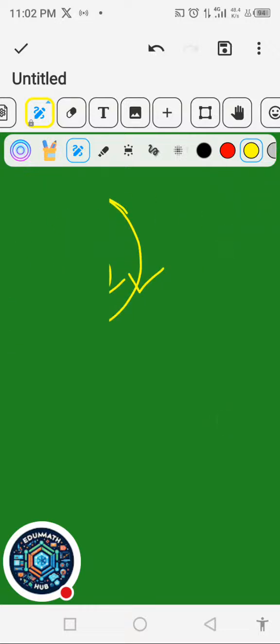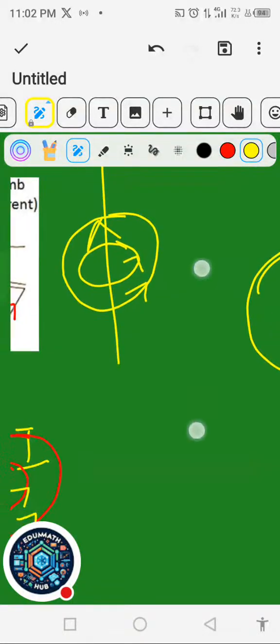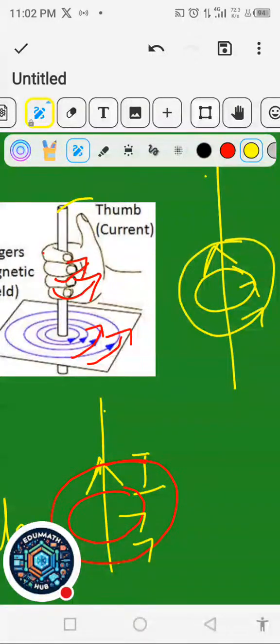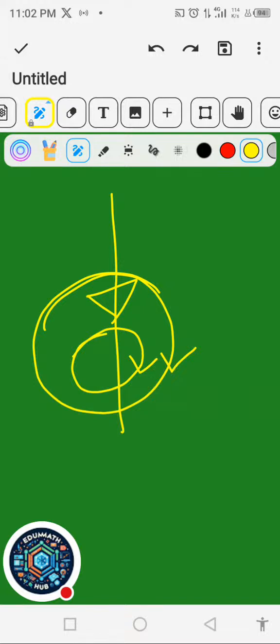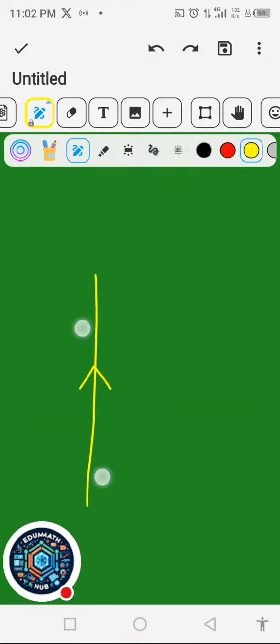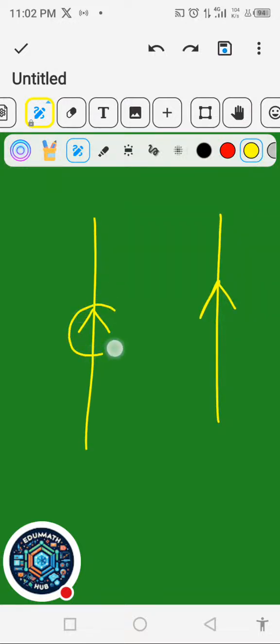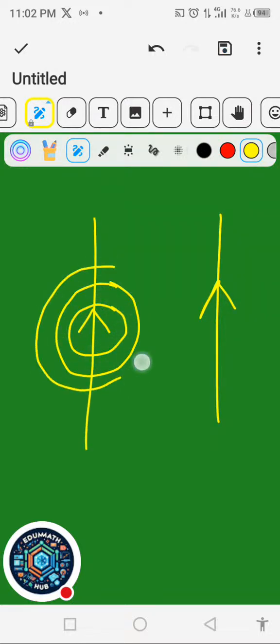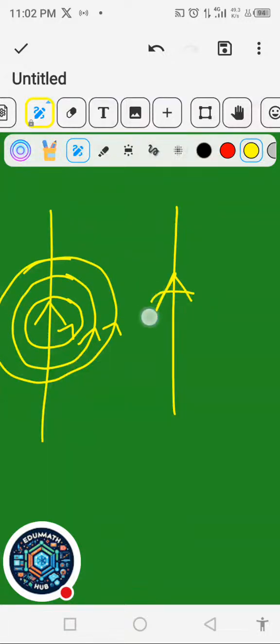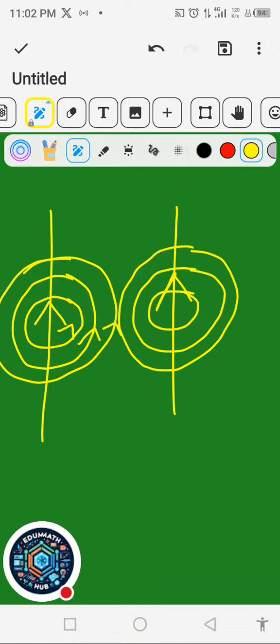Don't forget, we've already done it here that if a wire is carrying current upwards, the field is anti-clockwise. And if it's carrying current downwards, we have done it here, it is clockwise. So these two wires are carrying current upwards, so their field will be anti-clockwise. Draw one like this, draw one like this. Very simple, don't stress yourself or waste your time. This one goes like this, and this one too goes anti-clockwise, like this.